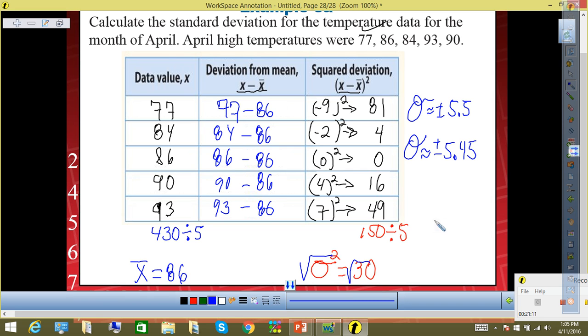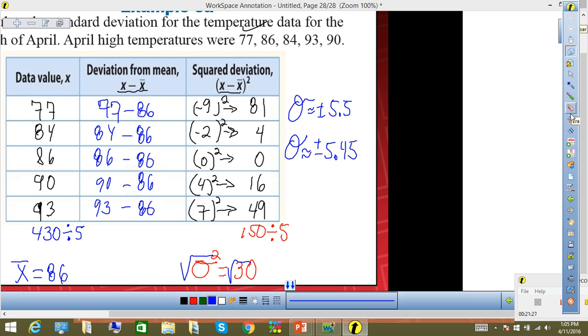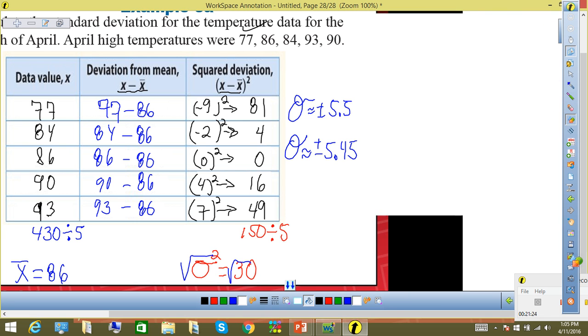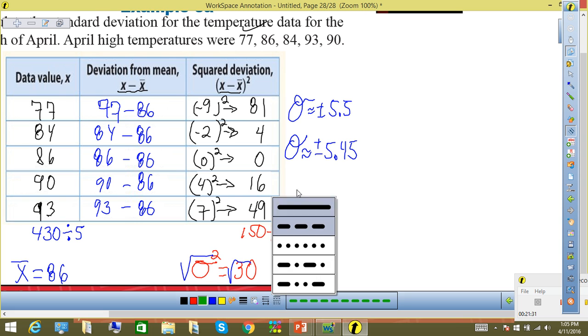Are we there? Okay. So now let me show you what this does. Let me go a little bit to the right. Follow along, please. I want you to draw a number line.